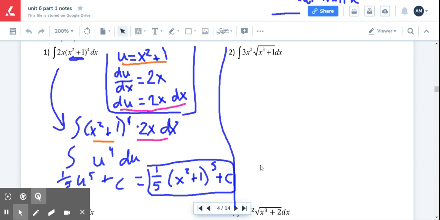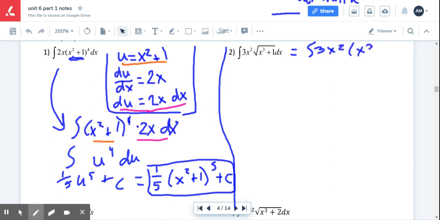This is really similar. Actually, the first thing I'm going to do here is rewrite this so that my radical is no longer a radical. I want an exponent, so that's what we've got. I'm going to let u be the inside of this composite function, x cubed plus 1, because I know when I take the derivative of that, it'll be 3x squared dx, and that's exactly what I want. So let u equal x cubed plus 1.